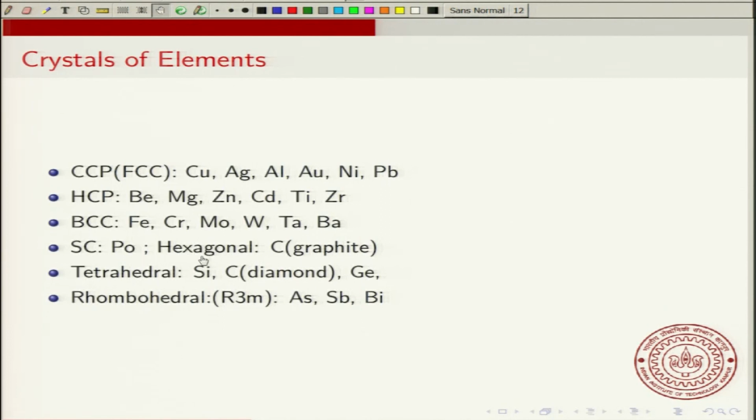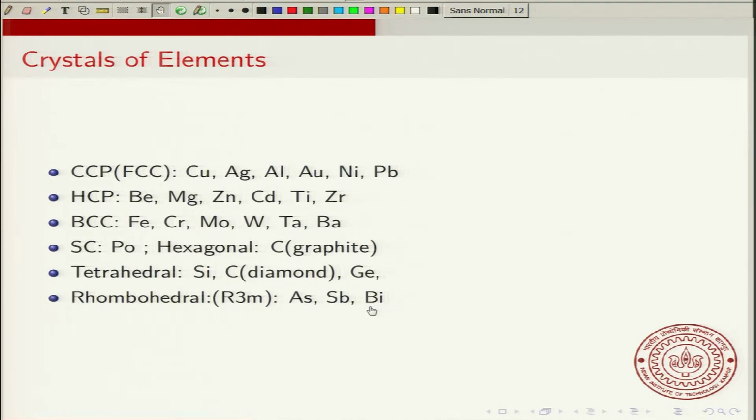There is a hexagonal structure, for example graphite: carbon in the form of graphite crystallizes in a hexagonal structure. There are several tetrahedral materials. We have already seen the diamond structure of silicon or diamond, carbon or germanium. There are several others. Then there are some elements that actually crystallize in a rhombohedral structure, with a space group R3m. Some examples are arsenic, antimony and bismuth. The trigonal crystal system can have either the trigonal or the hexagonal, and you can have the hexagonal or the rhombohedral, so this comes in the rhombohedral crystal system. Arsenic, antimony, and bismuth are some examples of this.